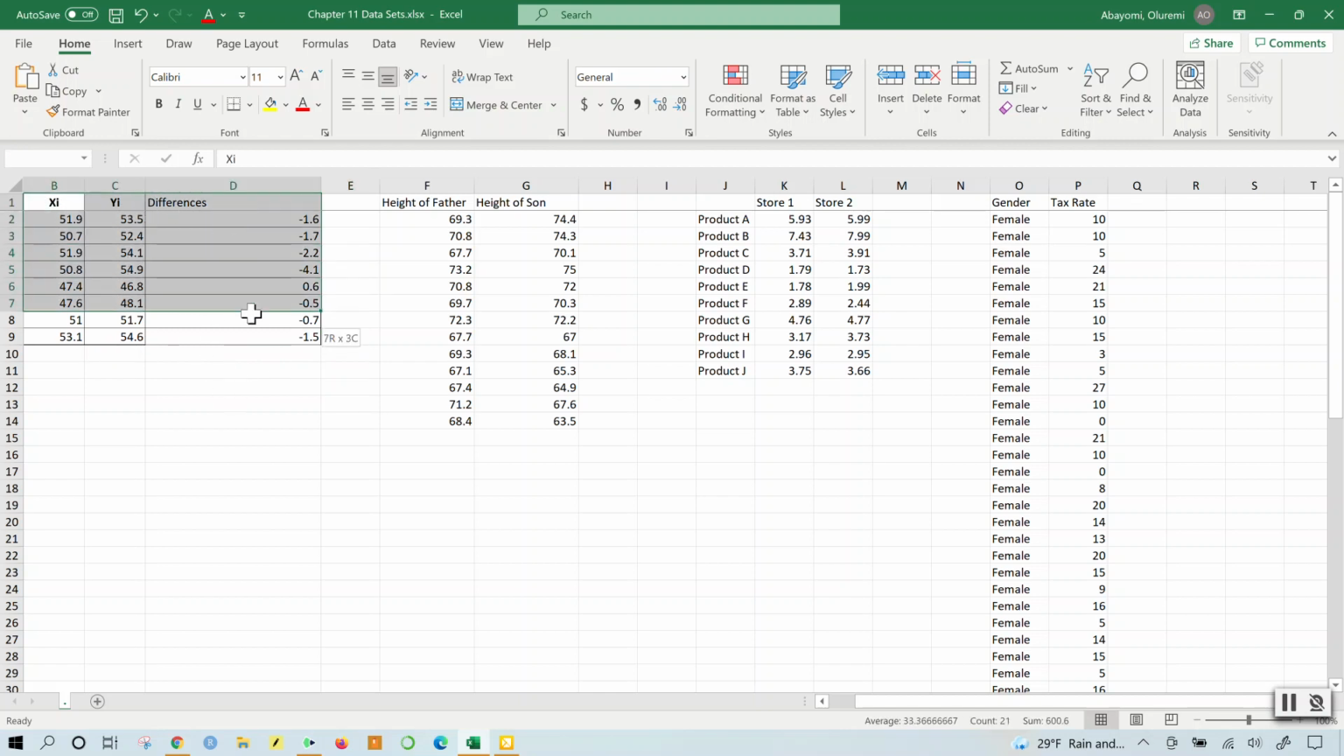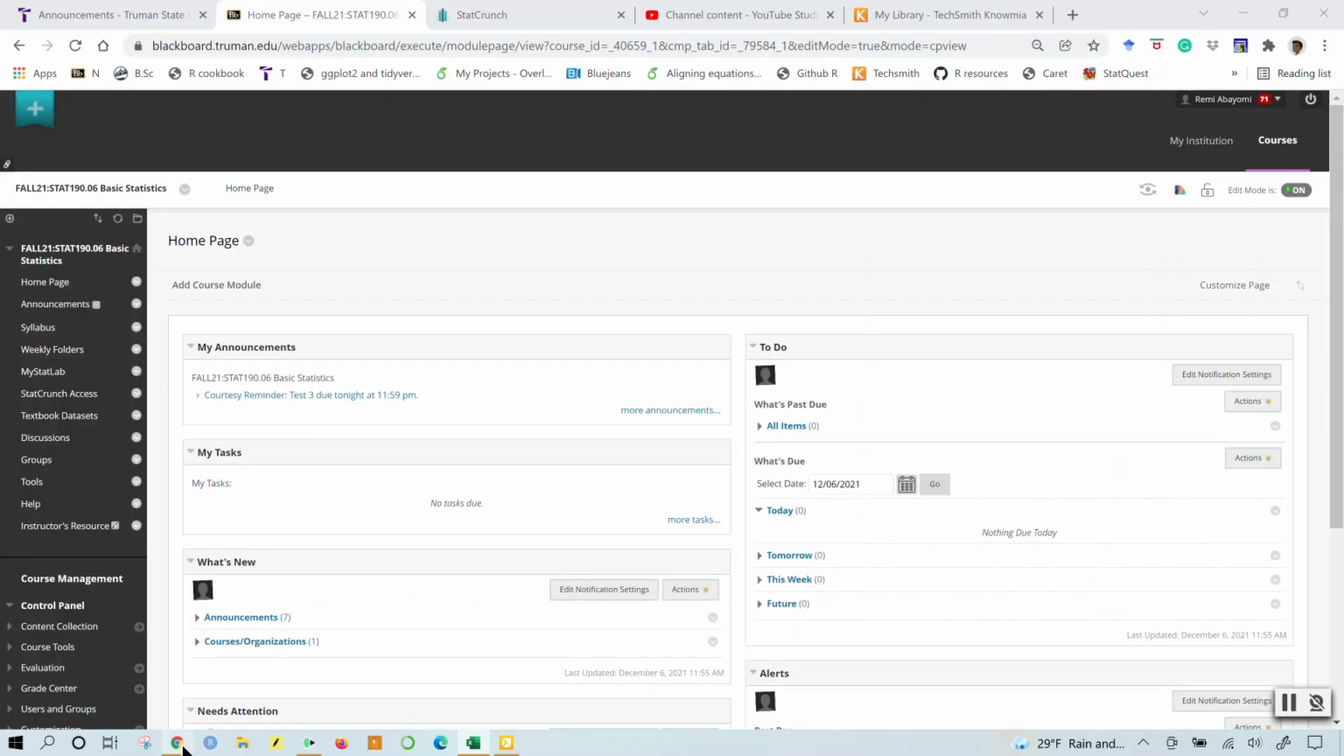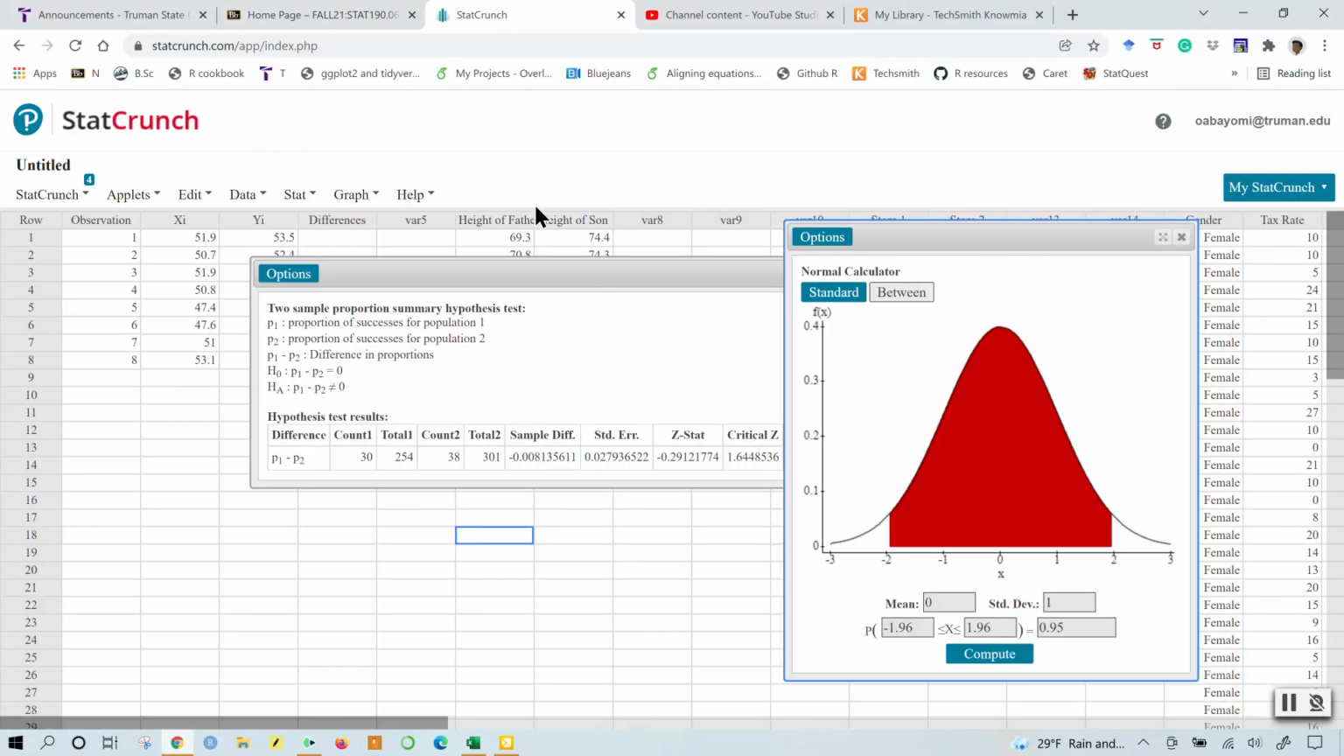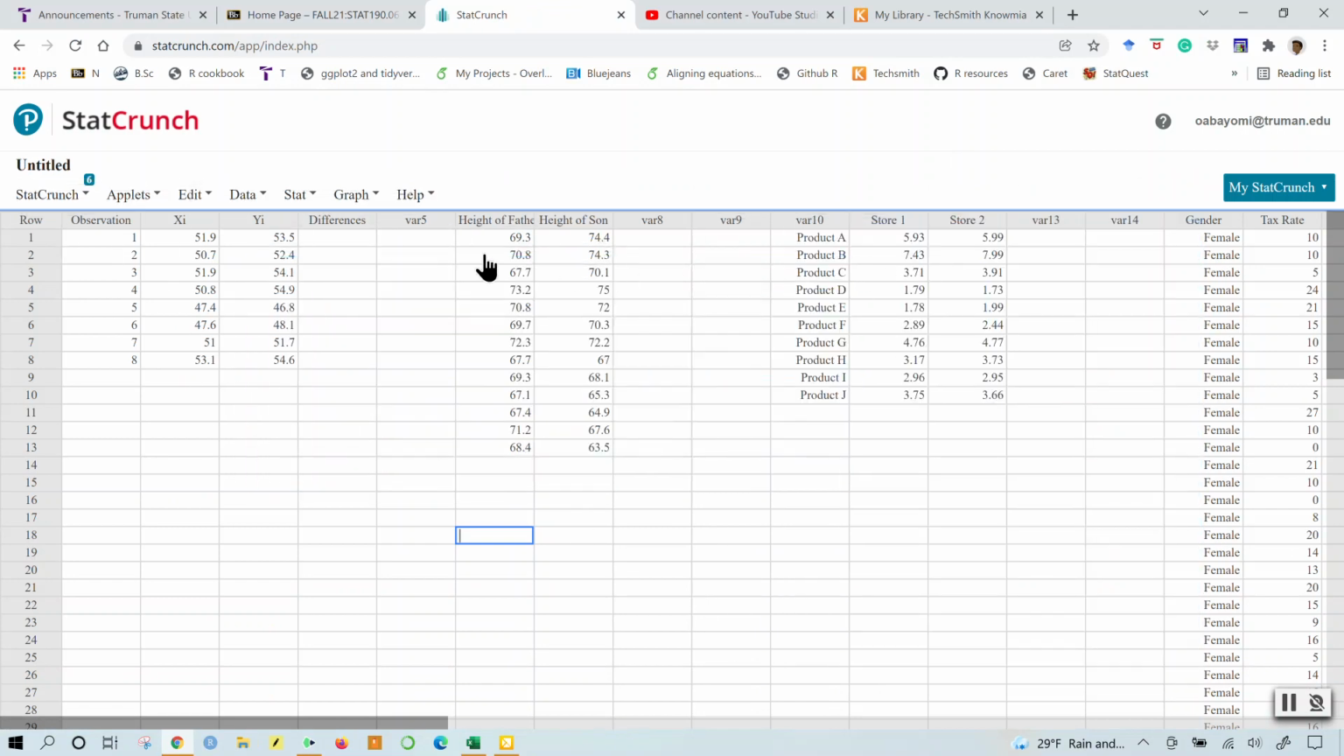So I'm going to copy this, Control C, and I'm going to take it to StatCrunch. So here we are in StatCrunch. I'm going to close this and close this. Well, I already have the differences here, but I'm going to just overwrite this, Control V. There we go.